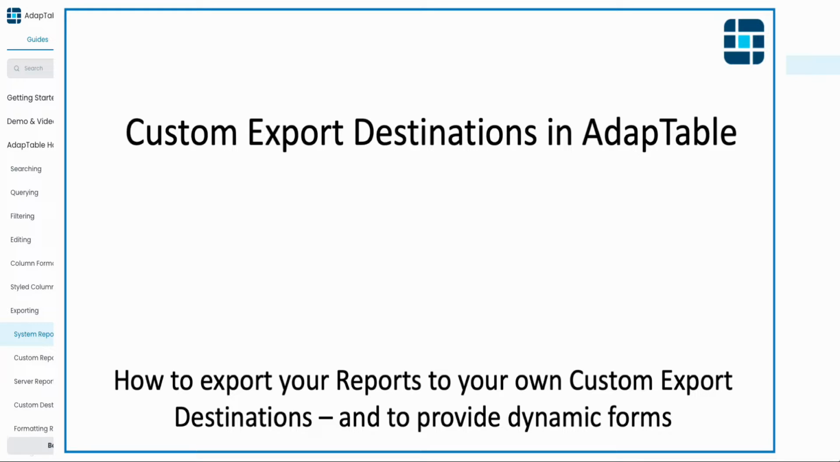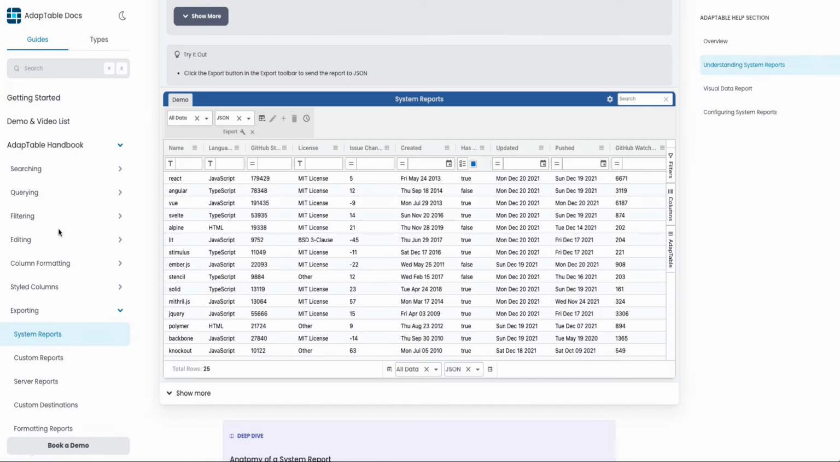This video is going to look at custom export destinations in AdapTable. What do we mean by that? By default, AdapTable provides a number of different reports, and obviously users can provide their own reports either at design time or runtime. And those reports can go to one of four destinations: Excel, CSV, Clipboard or JSON, and AdapTable will do everything for you and it all runs straight out of the box.